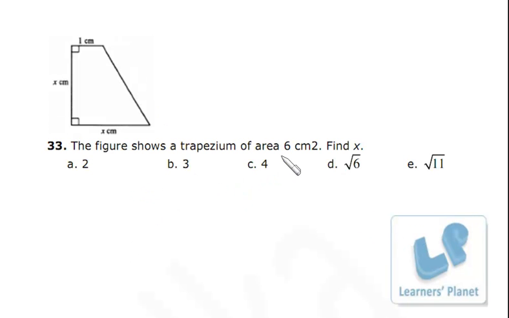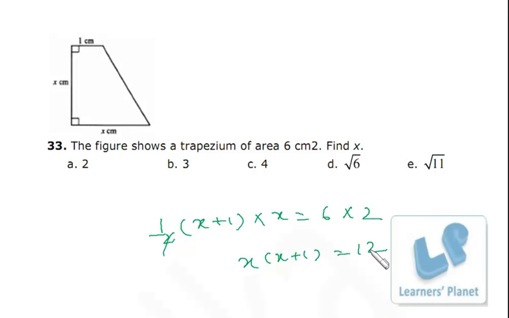The figure shows a trapezium of area 6 cm square. Find x. Okay, here the base is also x and the altitude is also x. And what is the formula for the area of a trapezium? That is half the sum of parallel sides, that is x plus 1, into altitude, that is x, and that is 6. So x into x plus 1 is equal to 6 into 2, that is 12. So instead of solving the equation, write this as 3 into 4, right? These are two consecutive numbers, that means x is equal to 3.